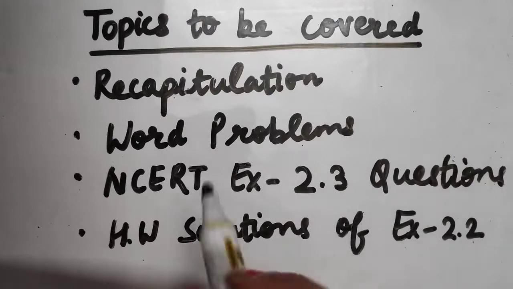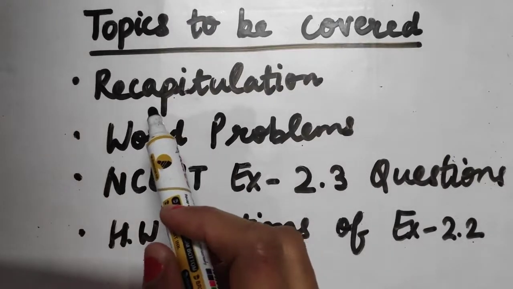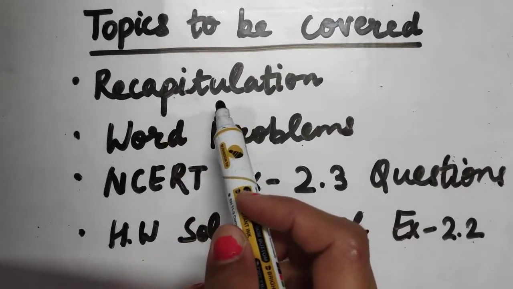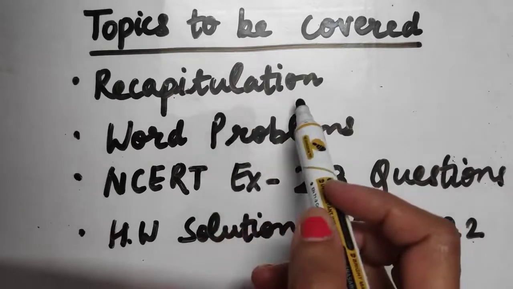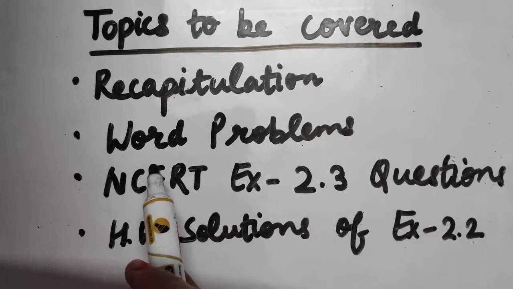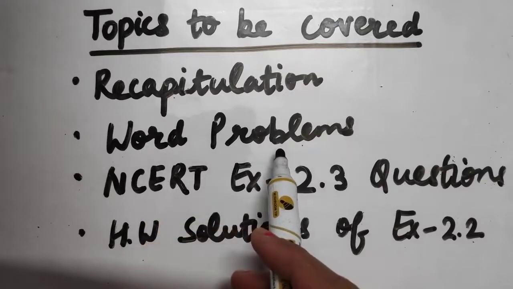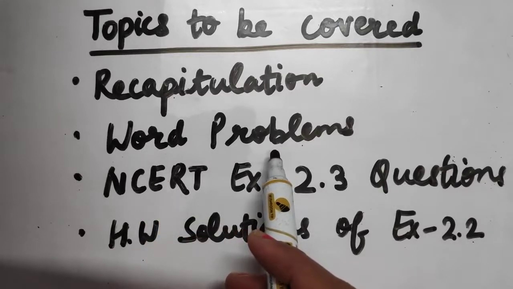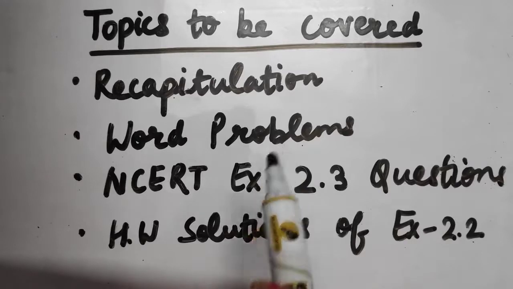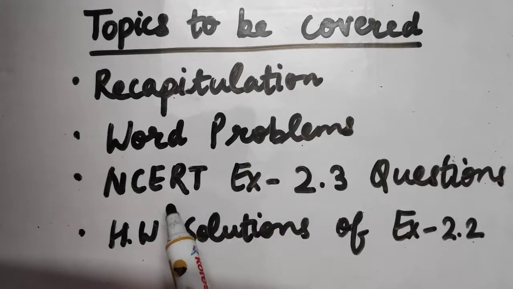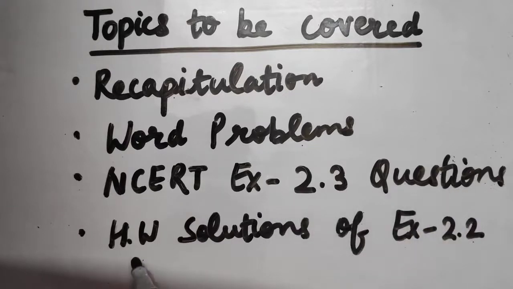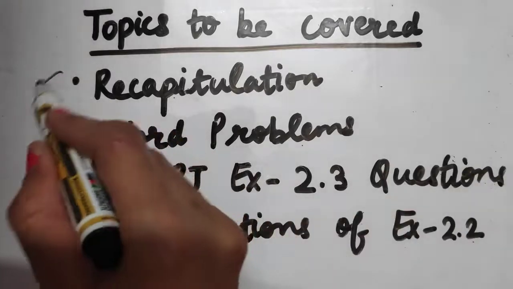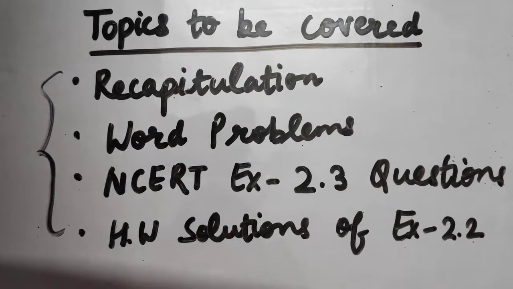In this lecture number 4, first of all, we shall recapitulate the concept of solving equations in which the variables are present on both the sides. After that, I will discuss some more word problems, which are part of the applications of linear equations in one variable. Then I shall discuss NCERT exercise 2.3 questions. After that, I am going to discuss the homework solutions of exercise 2.2. So, dear children, these are the topics which I am going to cover in this lecture.